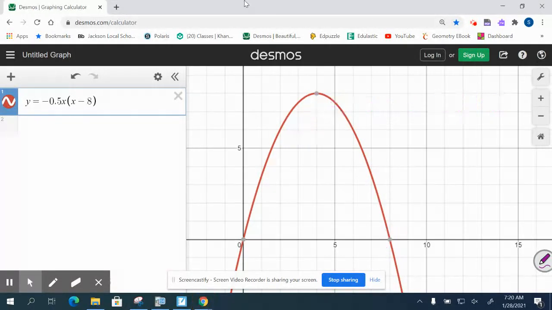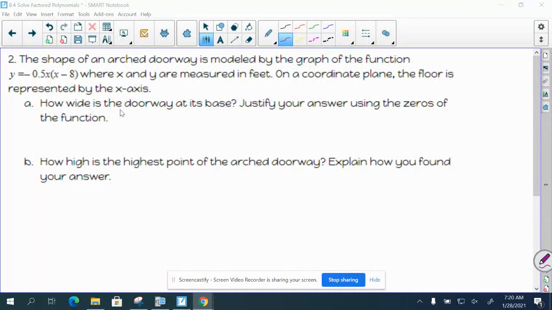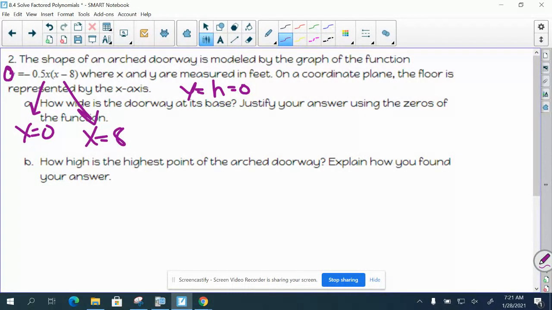So let's go back to the question, how wide is the doorway at its base? What we can see from the equation, the base is when the height is 0, or the y value equals 0. So if we set this equal to 0, we're solving for x. This 0 would be x equals 0, and this 0 would give us x equals 8, which is also what we confirmed on our graph. So how wide is the doorway? 8 feet.